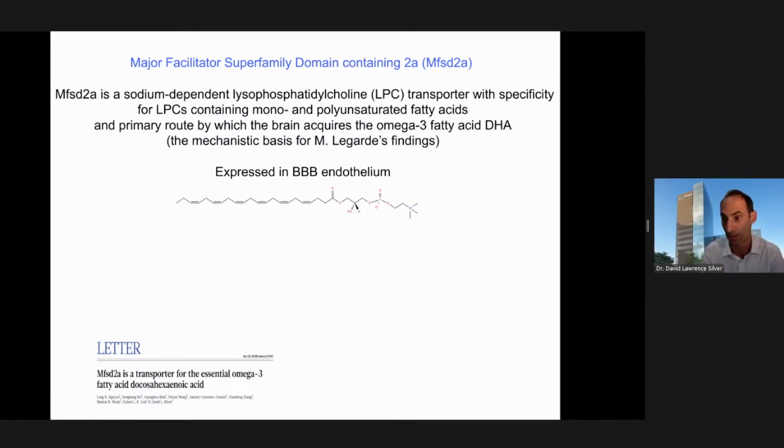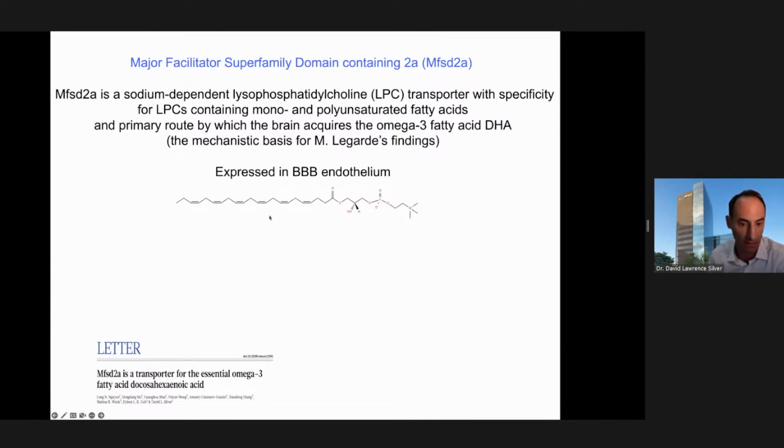It's a sodium-dependent LPC, or lysophosphatidylcholine, transporter. It has high specificity for polyunsaturated fatty acids that are linked to LPCs, as well as monounsaturated fatty acids. And it's the primary route by which the brain acquires omega-3 fatty acids. I think this provides the mechanistic basis for Michel Lagarde and co-workers' findings of about 30 years ago, where they showed the preferential uptake by the brain of LPC conjugated to DHA, preferentially over unesterified fatty acids.